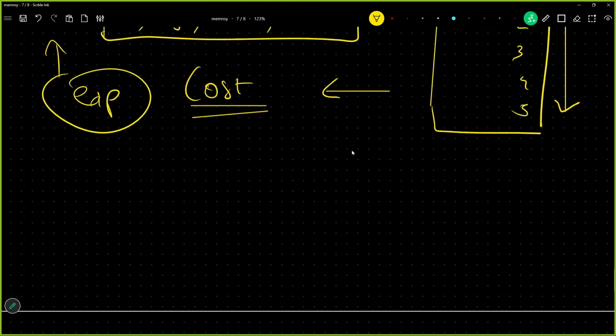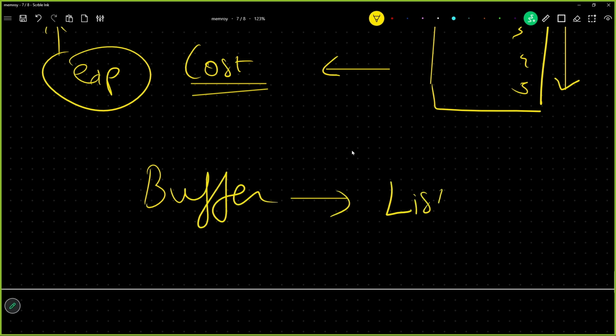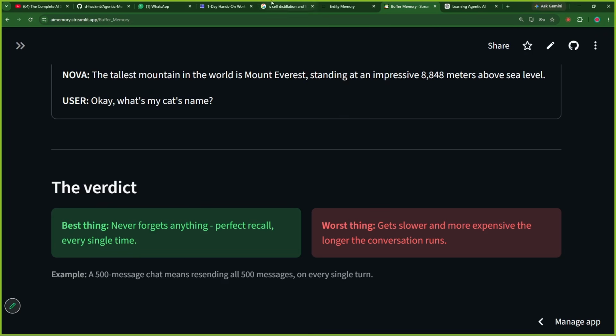And what do you mean by this word buffer? The word buffer means list. So we are just dumping the chats, the user queries and the responses of the conversation into a list. That is why the name is conversational buffer memory.